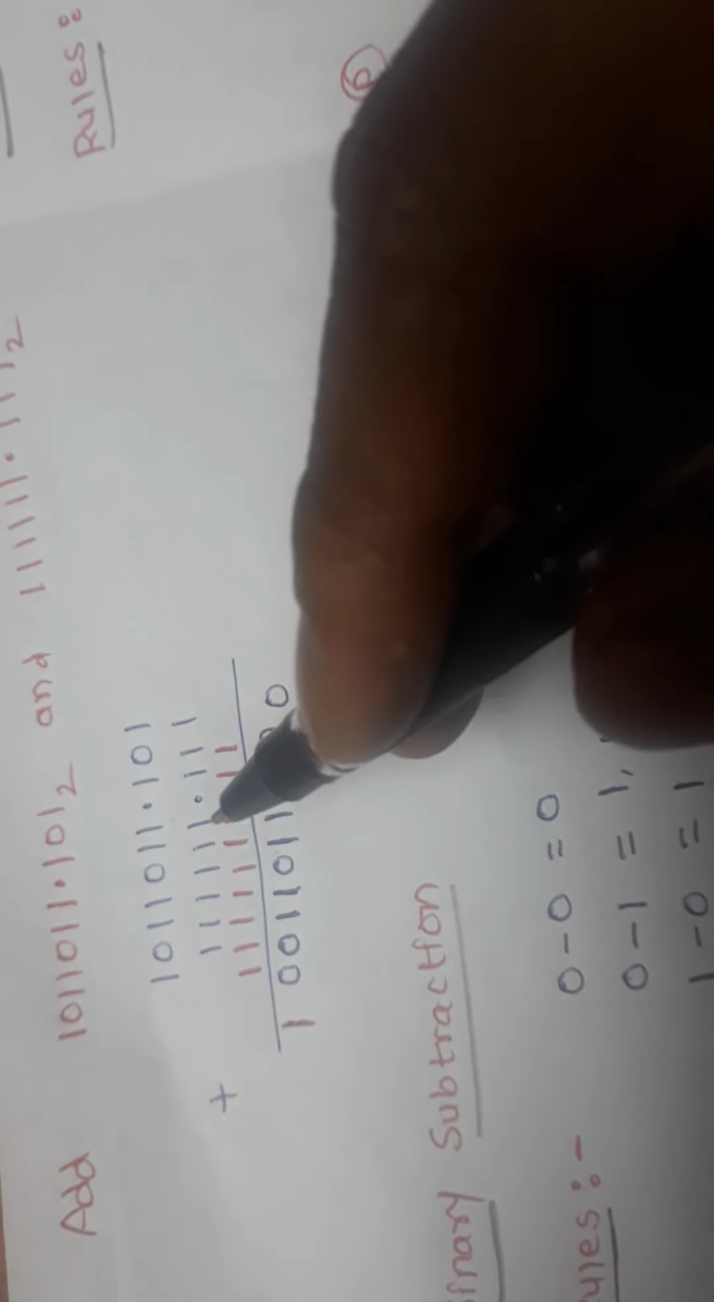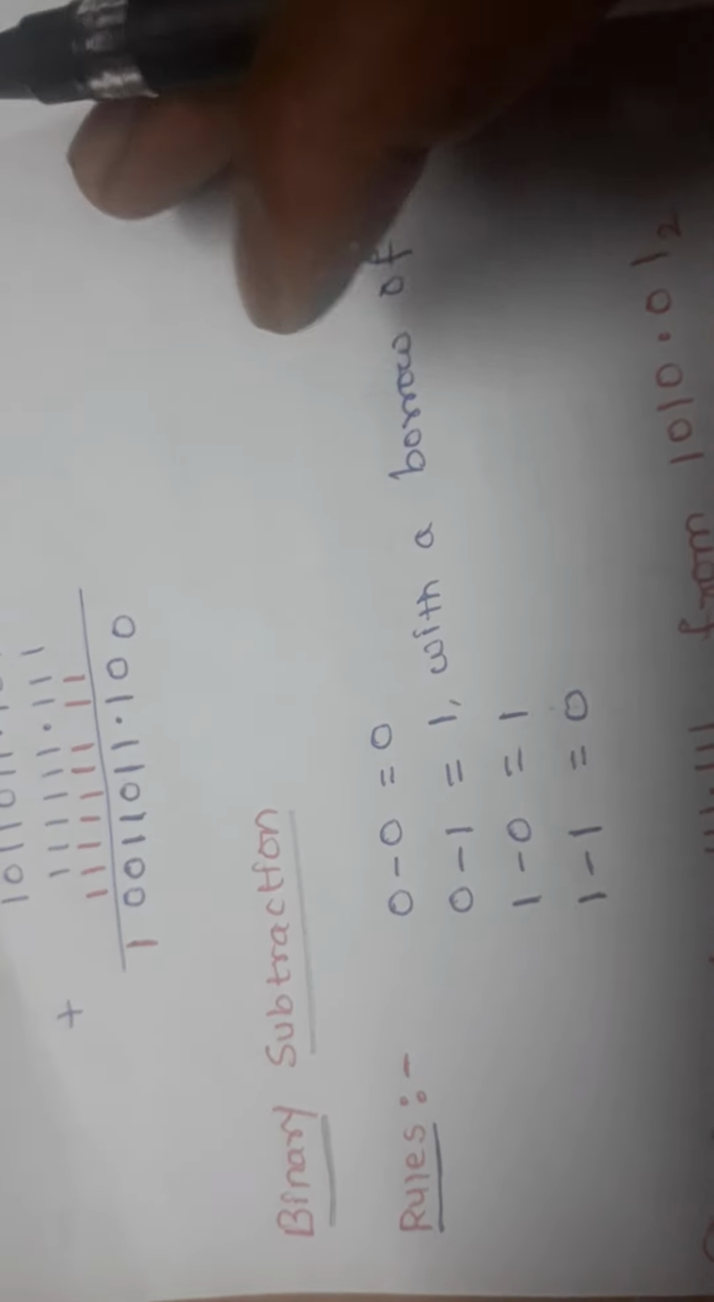Then 0 plus 1 plus 1, sum is 0, carry is 1. 1 plus 1 plus 1, sum is 1, carry is 1. Again 1 plus 1 plus 1, sum 1, carry 1, and again 1 plus 1 plus 1, sum 1, carry 1. Then 0 plus 1 plus 1, sum 0, carry 1. Then 1 plus 1 plus 1, sum 1, carry 1, and again 1 plus 1 plus 1, sum 1, carry 1. Then 0 plus 1 plus 1, sum 0, carry 1, then 1 plus 1, sum 0, carry 1. This is nothing but binary addition.